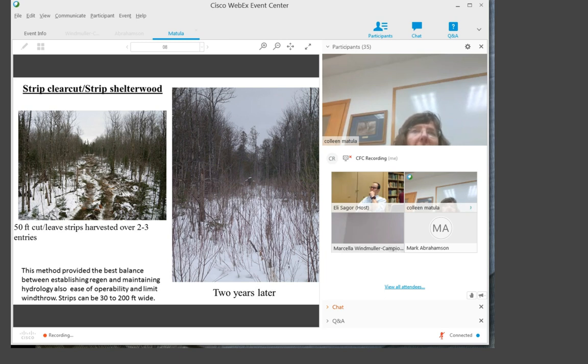With strip clear cuts and strip shelterwoods, the harvest strip can be 30 to 200 feet wide. If you get anywhere from 120 feet all the way up to 200 feet wide harvested strip, then we start calling them strip clear cuts because of their width. The picture to the right shows 2 years later, the same harvested strip as what you see on the left. I'll show you a slide later on of some of the species that seeded in these strips. A lot of the regeneration that we're seeing is sprouts from the stump.